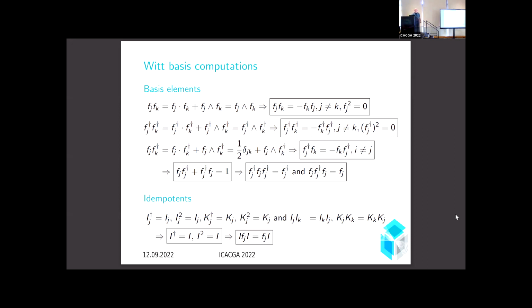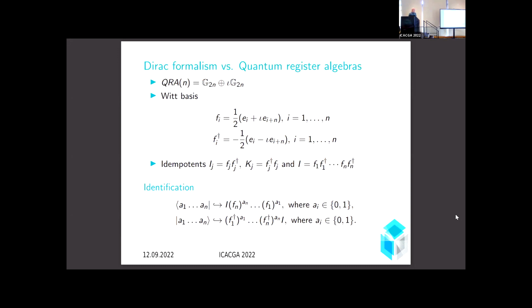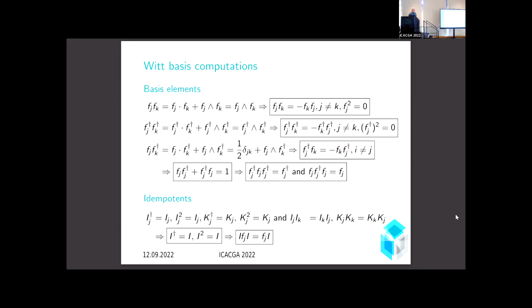We have two different cases of the element, without dagger and with dagger. If you multiply two elements without dagger, and these elements are different, it's anticommutative. If they are the same, it's zero. The same holds for the elements with dagger. If they are different, it's anticommutative. And if they are the same, it's equal to zero.